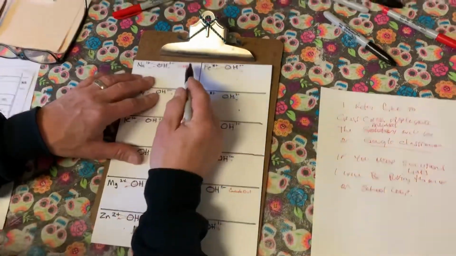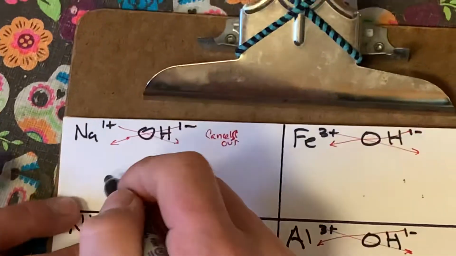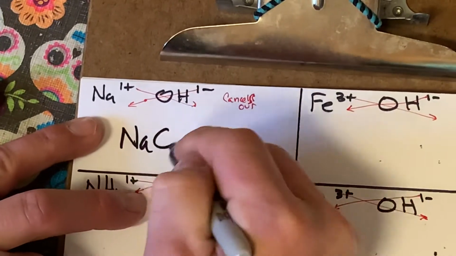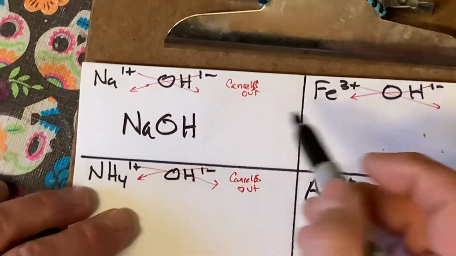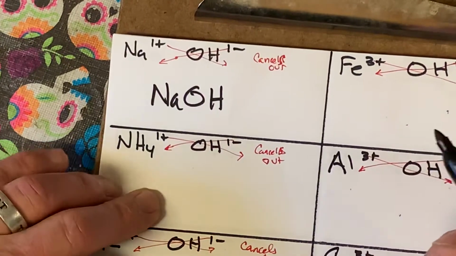So we'll start out 1 to 1 again. They're going to cancel out. We're going to have sodium hydroxide. It's 1 to 1, so we just go NaOH. This is what I call my son Noah. This is sodium hydroxide, commonly called lye.